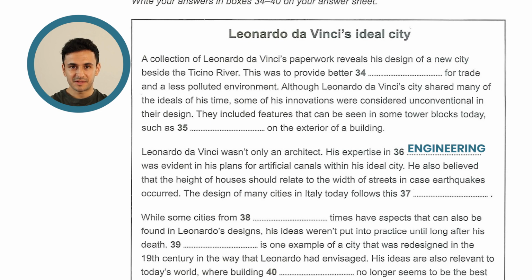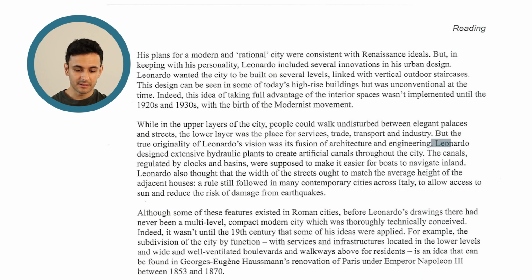And I think what gives it away is the design in his plans for artificial canals within his ideal city. So we were talking about designing of artificial canals, and this type of work requires engineering knowledge. Obviously you cannot just be an artist or an architect. And here it was mentioned, Leonardo designed extensive hydraulic plants to create artificial canals throughout the city. So for someone to be able to do this type of work, they have to be an engineer.